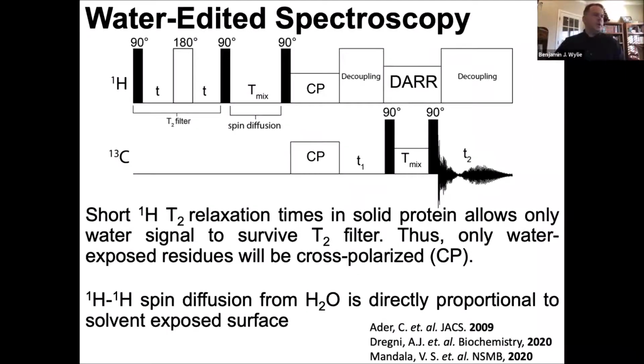And so we're going to excite on proton, do a T2 filter, okay? And the T2 filter, we're in solids, right? Our proton T1 or T2s are really, really short, right? So all the protons or the protein signals will go away. And then we're going to have spin diffusion from the water bath to the protein. And so then only things that are water proximal are going to survive, okay?